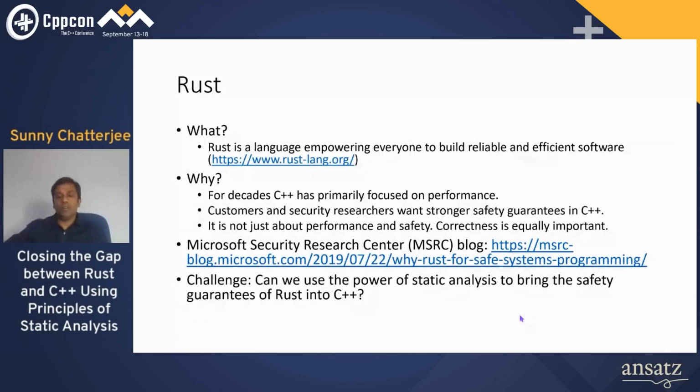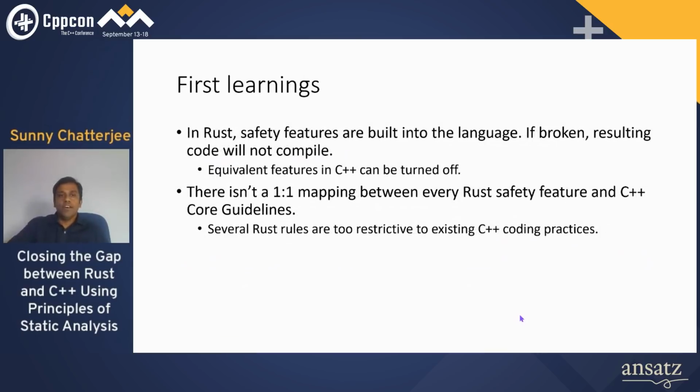So the challenge for us was to see if we could use the power of static analysis tools to bring some of the safety guarantees of Rust into C++. The Rust compiler does a lot of its checking at compile time, and it's very similar to what we do with static analysis, where we do these checks at compile time. It seemed like a natural fit, so it was interesting to explore this territory and share the learnings with you all. So let me go into my first learnings as I started looking into Rust last winter.